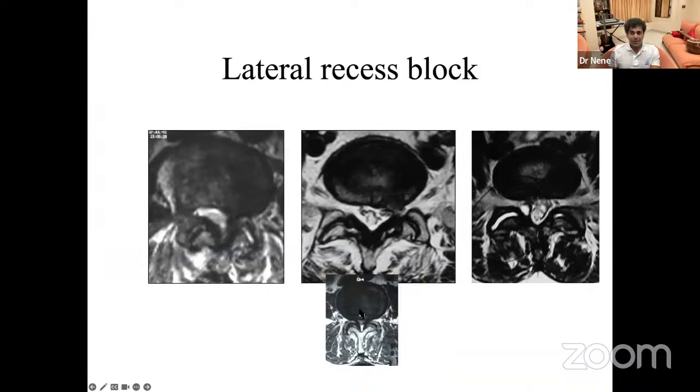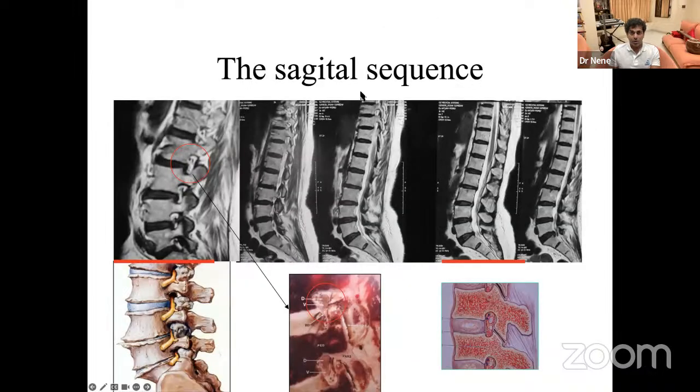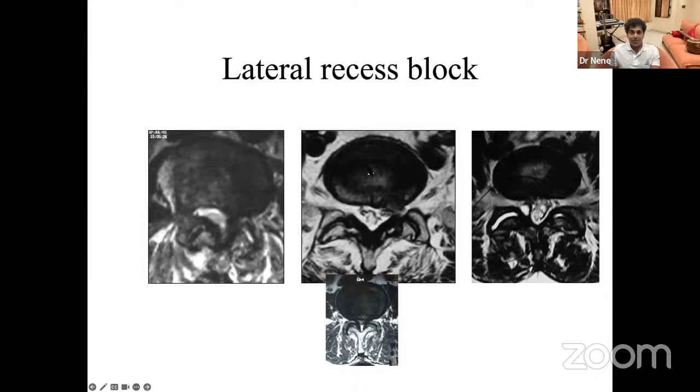Okay, we talked about the lateral recesses. And there's something called the lateral recess block. So I was always taught to divide an axial image into two. And you compare this half to this half. And that's when you will know, oh, here there's no white. I can't see any white. So I'll be able to pick up.